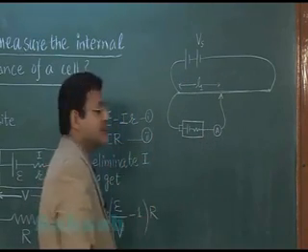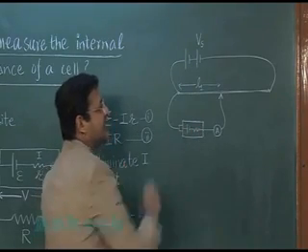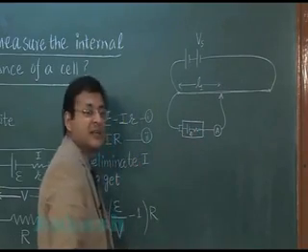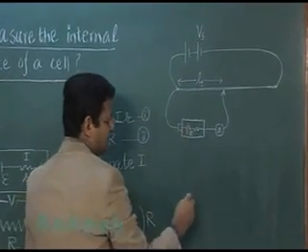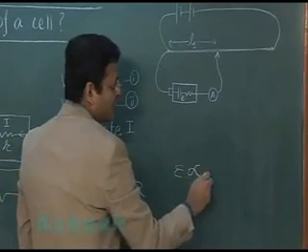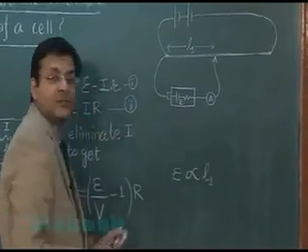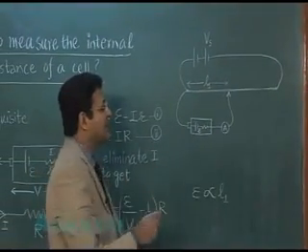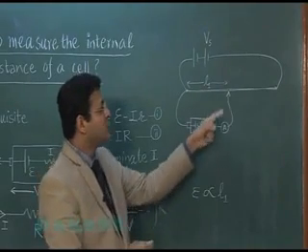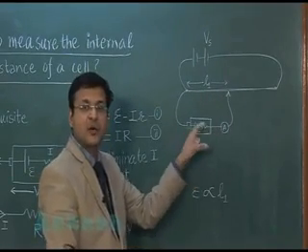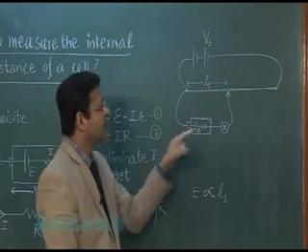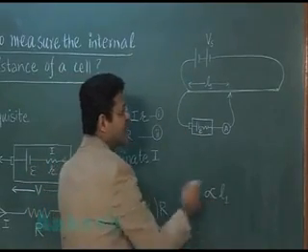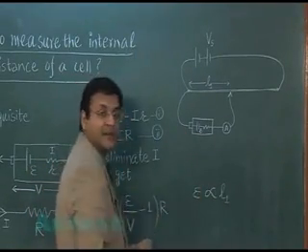What will you conclude from this? If you connected the cell like this and its balancing length came out to be L1, what is the meaning of this? The meaning is that right now this EMF is proportional to this balancing length L1. Why EMF? Because right now there is no current passing through this cell. When you connected the jockey, the ammeter reading is 0, which means no current is passing through this cell. So you have balanced its EMF through that length L1.